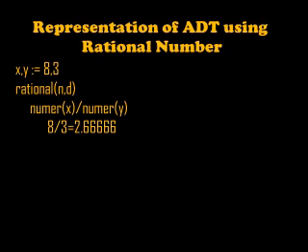Here is the pseudocode for representation of a rational number using the constructor and selectors. Here 3 lines are there. x comma y colon equal to 8 comma 3. Rational of n comma d. Numer of x divided by numer of y. Here the values 8 and 3 are assigned to x and y. Rational of n comma d: n represents the numerator, d represents the denominator.